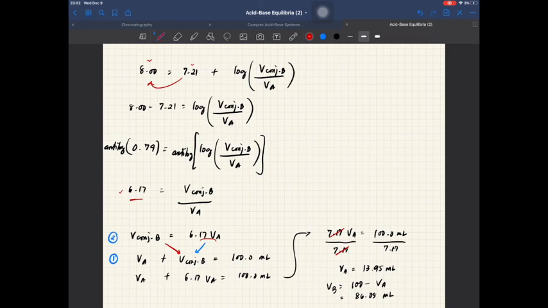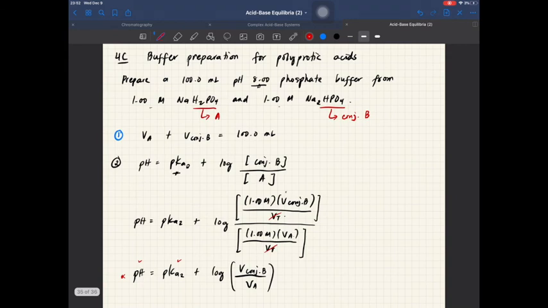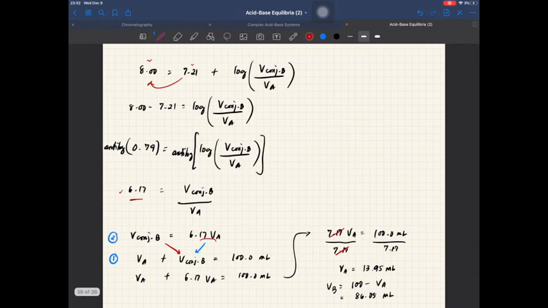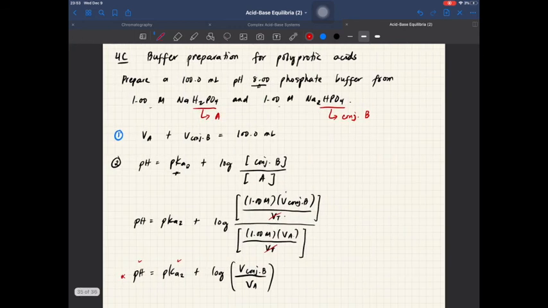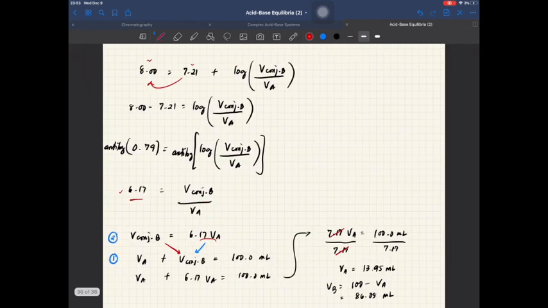We get 7.17 volume of acid is equal to 100 ml. Dividing both sides by 7.17, we get 13.95 ml, which is the volume of acid that should be added to 86.05 ml of the conjugate base. Okay, so this is how you prepare a buffer from polyprotic acids.